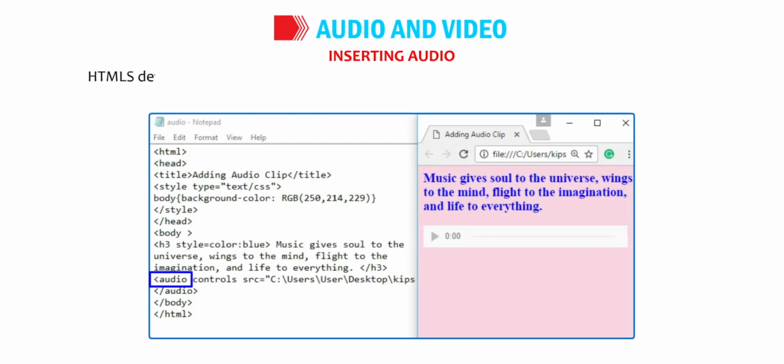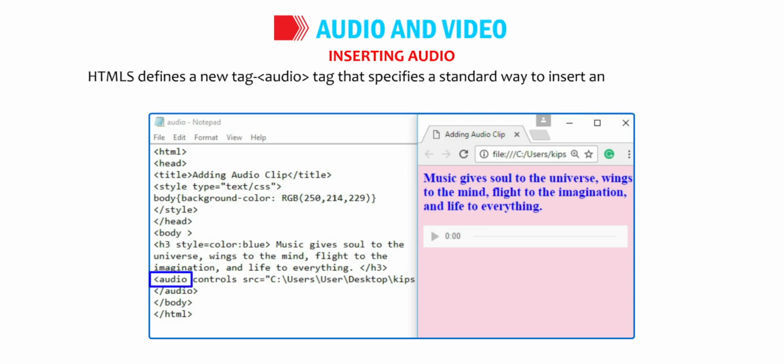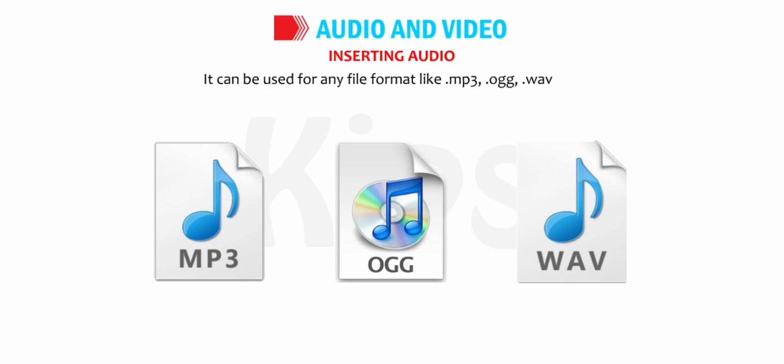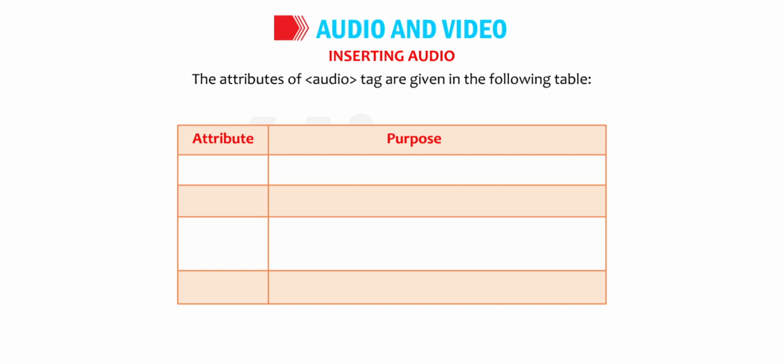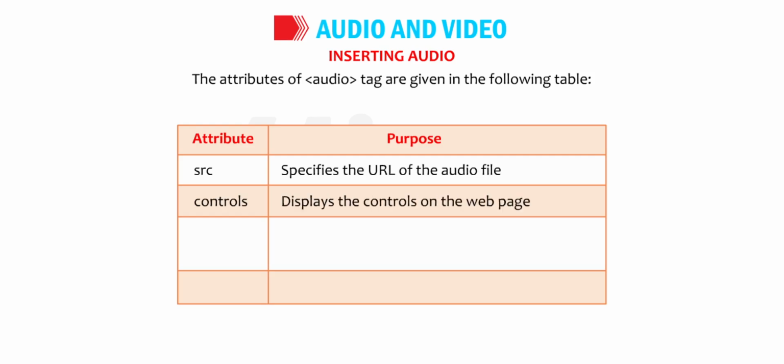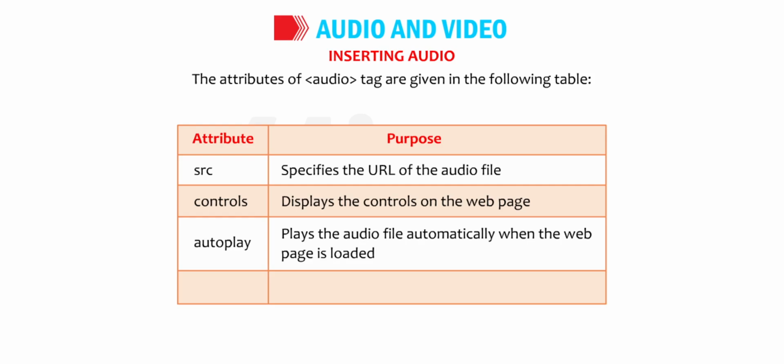Inserting audio. HTML defines a new tag, the audio tag, that specifies a standard way to insert an audio file in a web page. It can be used for any file format like mp3, .ogg, .wav, etc. The attributes of the audio tag are given in the following table. Attribute, purpose. src specifies the URL of the audio file. Controls displays the controls on the web page. Autoplay plays the audio file automatically when the web page is loaded. Loop replays the audio file.